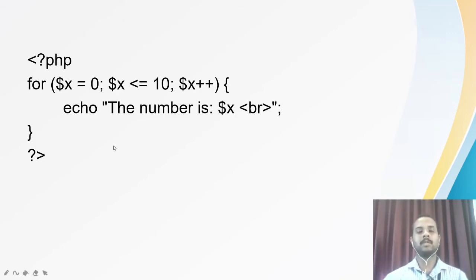Your output here will be: the number is 0, the number is 1, the number is 2, the number is 3, the number is 4, 5, the number is 6, the number is 7, the number is 8, the number is 9, the number is 10. So it will have 0 to 10 numbers.